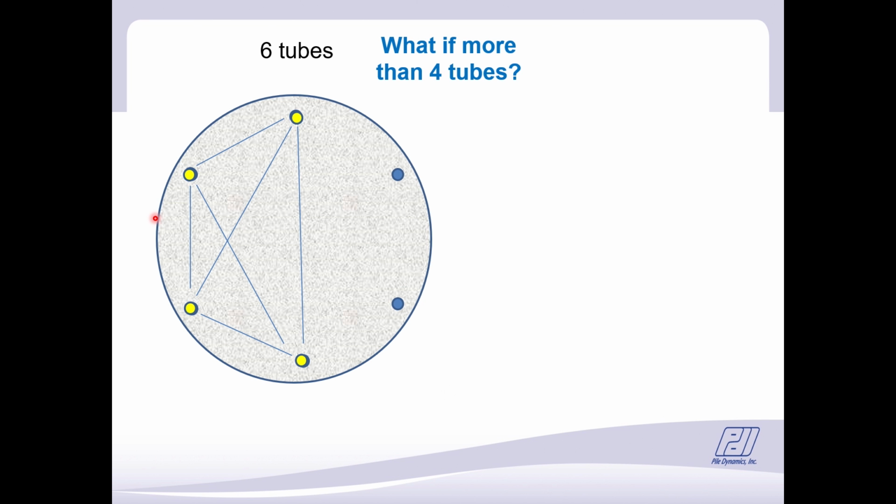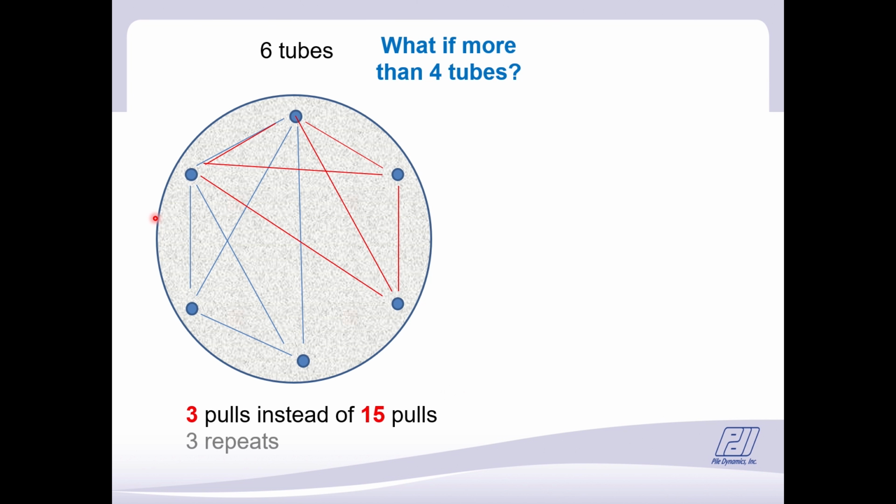Well, we can test 4 at one time. Then we can move the probes, and test an additional 4, and then we can move the probes again, test again, and in this way, with 3 pulls, instead of 15, because there are 15 paths with 6 tubes, we get done much more quickly.